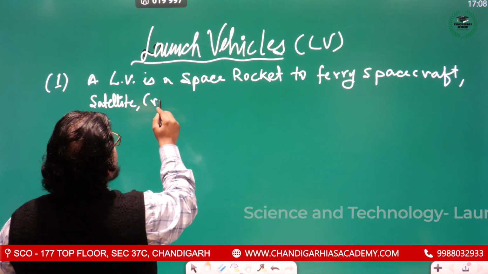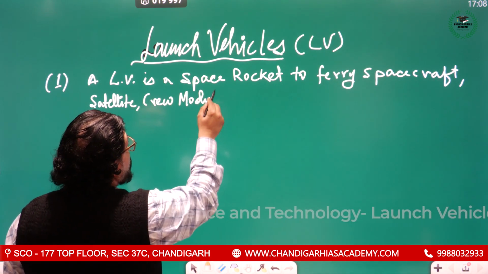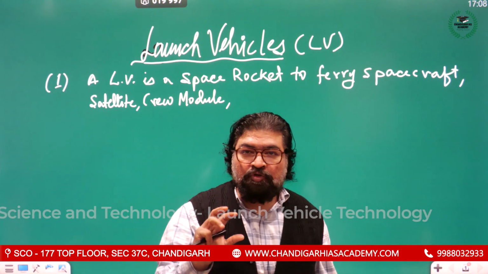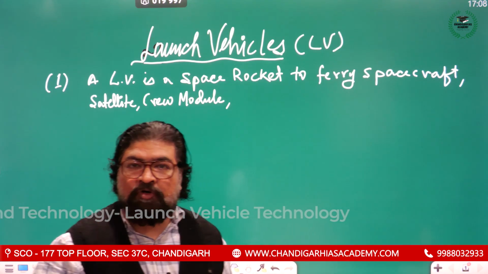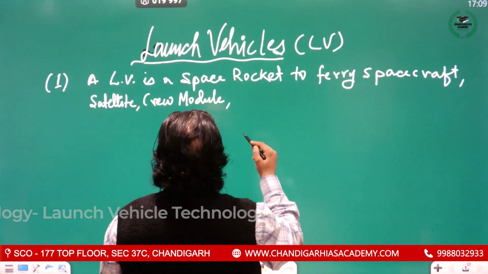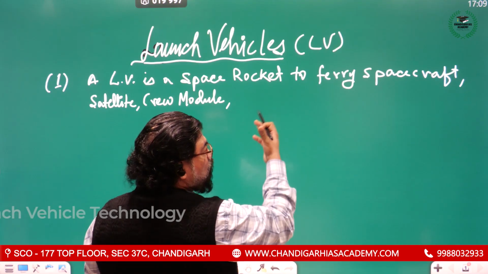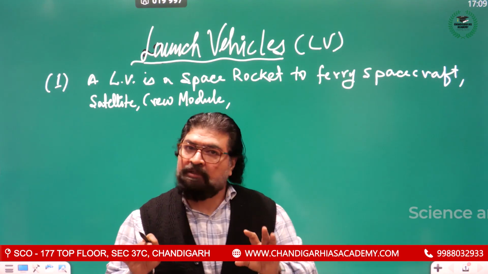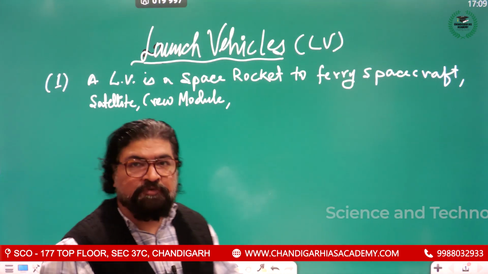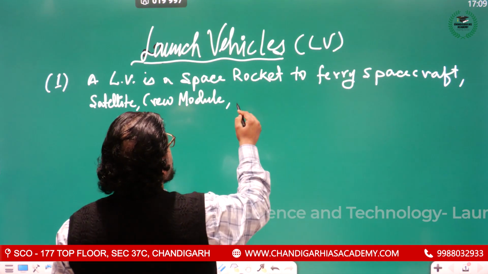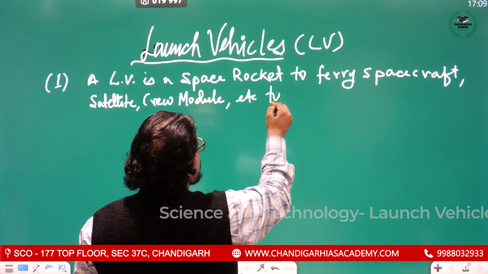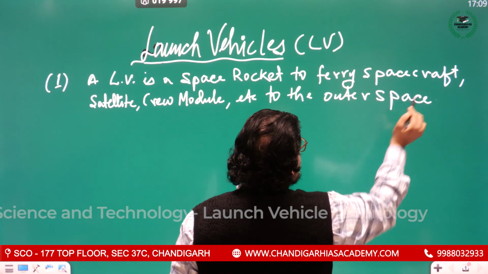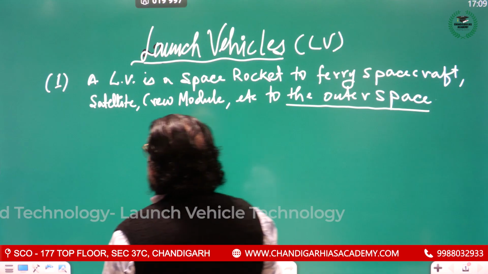Or sometimes it could be a crew module, like in the case of the Gaganyaan mission of ISRO, India, where we are going to place an Indian astronaut inside a module called the crew module, that can be taken by a rocket or launch vehicle. Sometimes it could be a module to be docked, let's say for building a space station, where we dock modules one by one. That can be carried by a space rocket or launch vehicle. So we ferry that thing to the outer space.